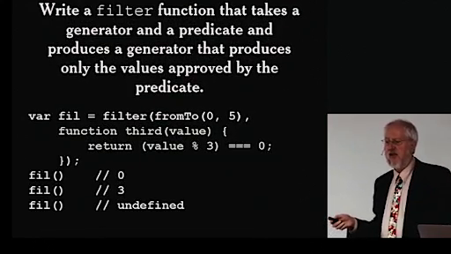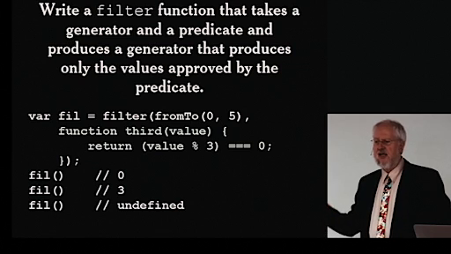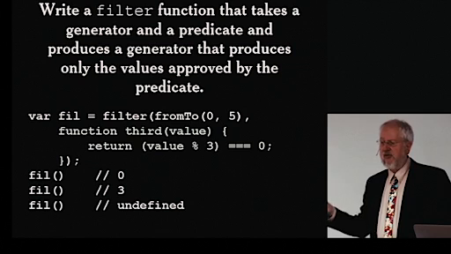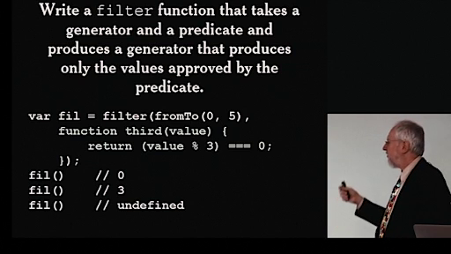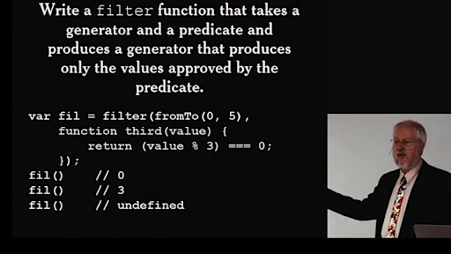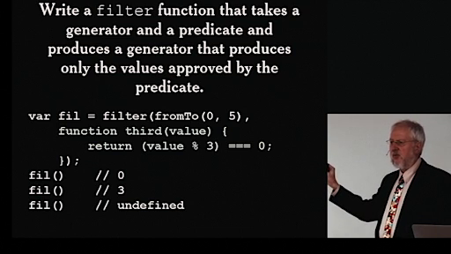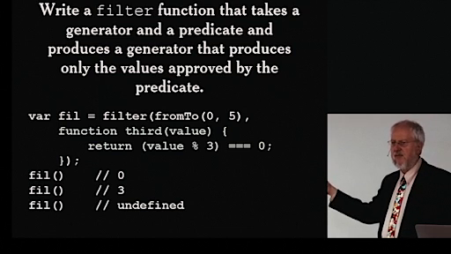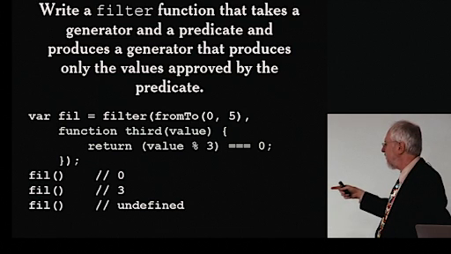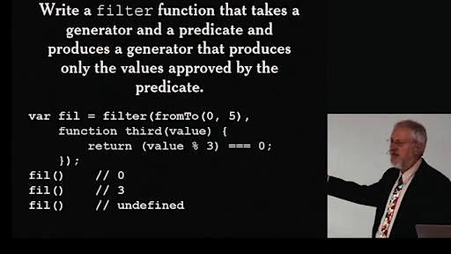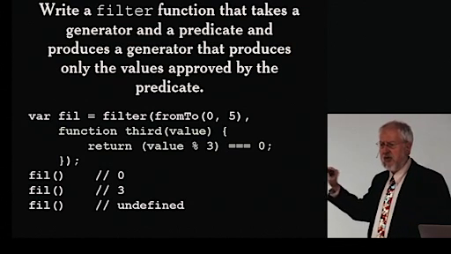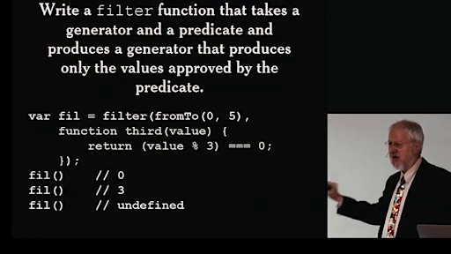Write a filter function that takes a generator and a predicate. A predicate is a function that returns a Boolean, true or false, and produces a generator that produces only the values approved by the predicate. So in this case, we're going to be filtering using the third function. The third function will return true only if its argument is divisible by 3. So we'll use that to select factors of 3 from the sequence given by the generator. So we'll have the from to generator going 0, 5, and the third function, and it will return 0, 3, and then undefined.